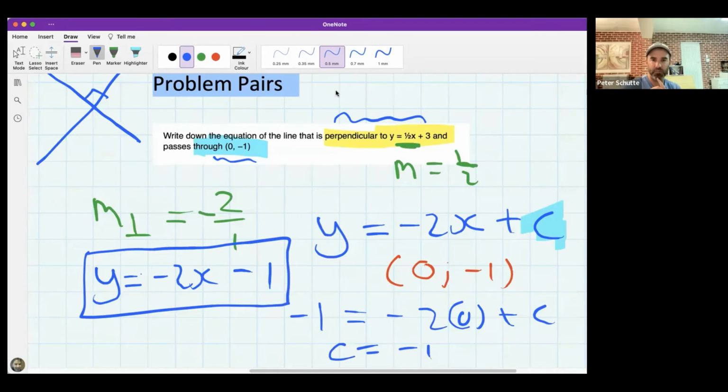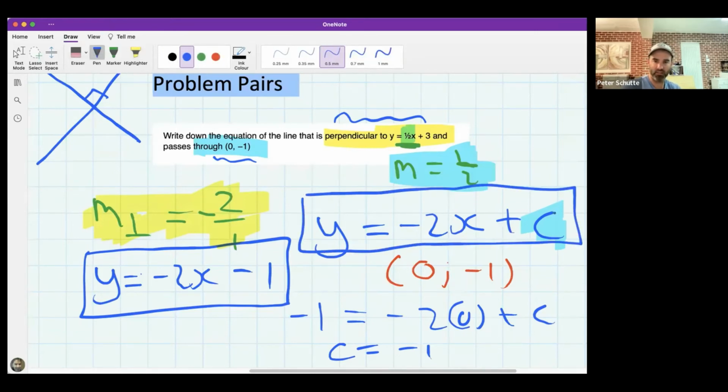So let me just point out the important parts of this question. First of all, I had to recognize that the gradient of the yellow line was a half, but I was looking for the equation of the line that was perpendicular to this, which meant that the gradient of the line I was looking for was -2. Now, the line I'm looking for at this point has some of its identity, but it's missing a C. So basically, I've got this bit here, but I don't know what C is.